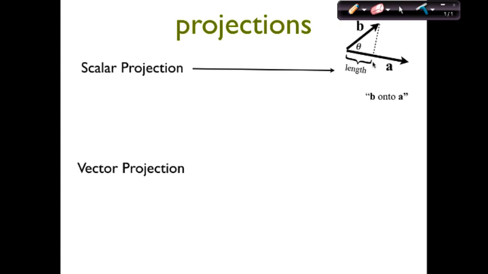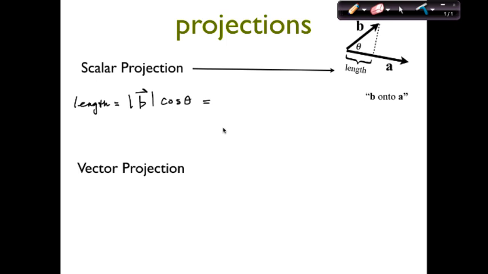So how would you compute that length? Pretty easy. Not the magnitude, right? The magnitude of B times cosine theta. So that length, the scalar projection, is magnitude of B cosine theta. Agree with that? But really, what is that?